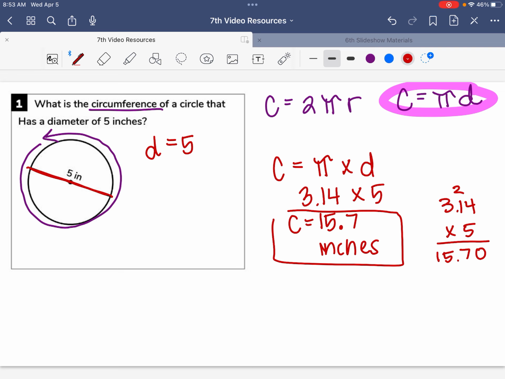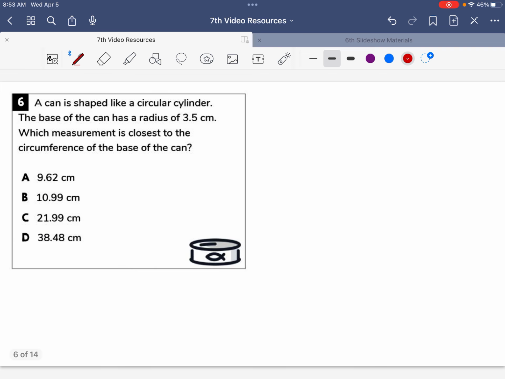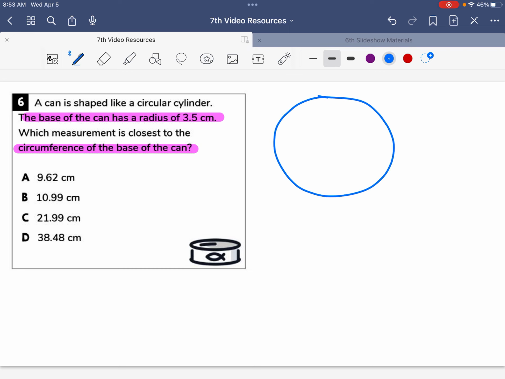Okay, let's look at one more. A can is shaped like a circular cylinder. The base of the can has a radius of 3.5 centimeters. Which measurement is closest to the circumference of the base of the can? So I think this is important. I'm looking for the circumference of the base, and they tell me that the base has a radius of 3.5 centimeters. So I'm going to come over to the right and represent this circle. And I know that my radius is 3.5, so that is only the distance from the center to the edge of the circle.